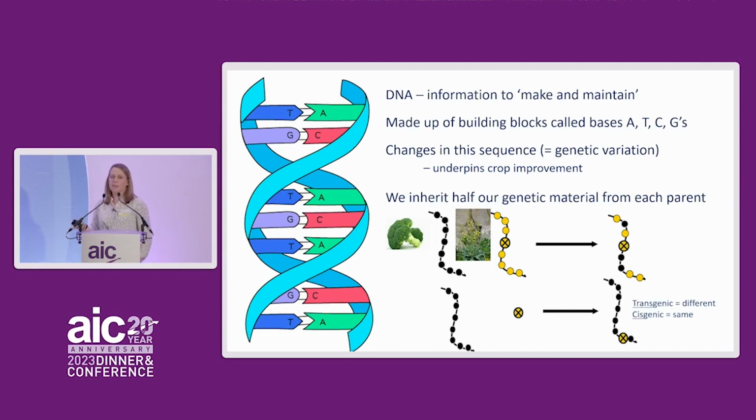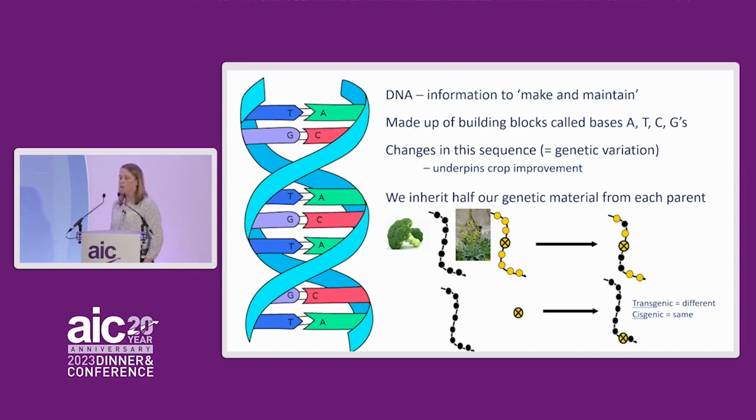So just to define that, when we've introduced DNA or genetic sequence from a completely unrelated, uncrossable species, we refer to these as transgenic, so trans meaning different. And where we've introduced genetic sequence or genes from the same species, we refer to these as cisgenics, and the new Precision Breeding Bill gives scope for cisgenics to be included.